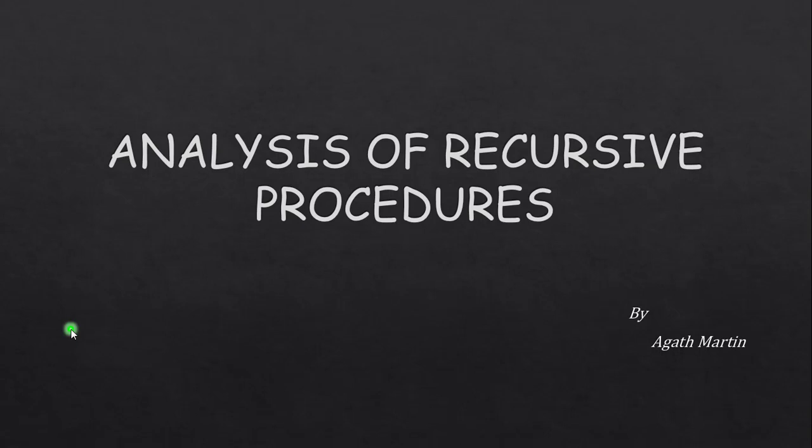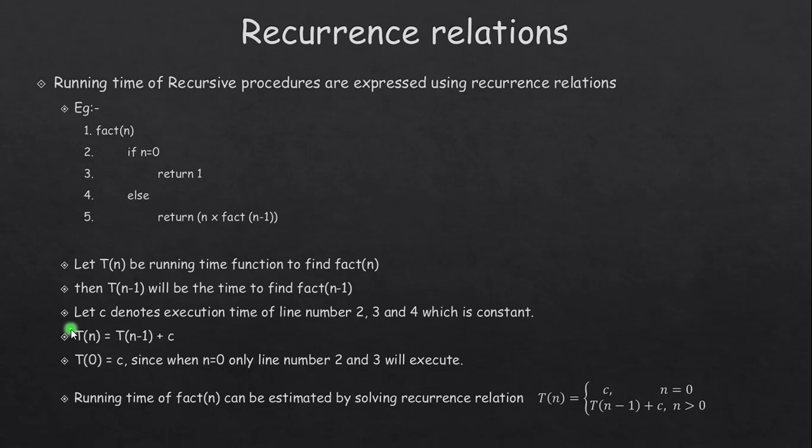Hello students, in this video I would like to discuss analysis of recursive procedures. Recurrence relations. The running time of recursive procedures is expressed using recurrence relations. So to analyze a recursive procedure, the first thing is you have to denote the running time of the recursive procedure in the form of a recurrence relation. Later, by solving that recurrence relation, we will get the complexity of that procedure.